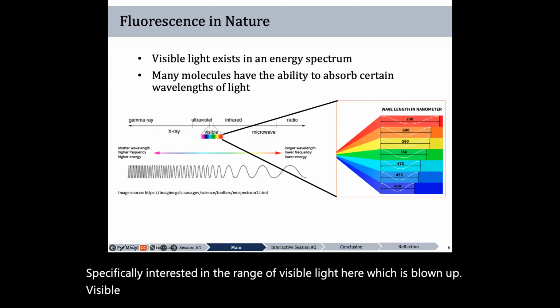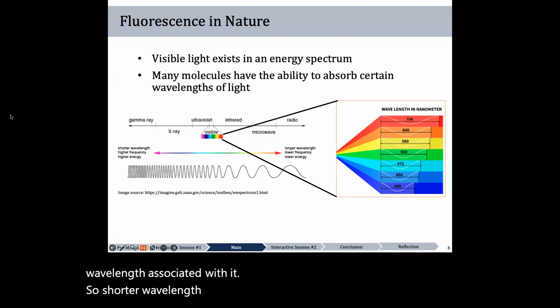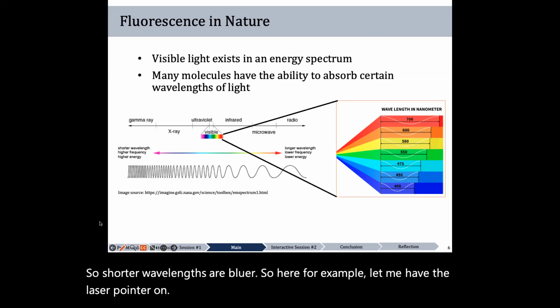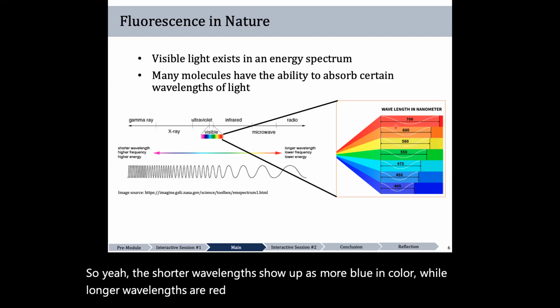Visible light exists in the spectrum. You may know this as the colors of the rainbow. And what this means is that each color does have a different wavelength associated with it. So shorter wavelengths are bluer. So here, for example, let me have the laser pointer on. Okay, so yeah, the shorter wavelengths show up as more blue in color, while longer wavelengths are redder in color.